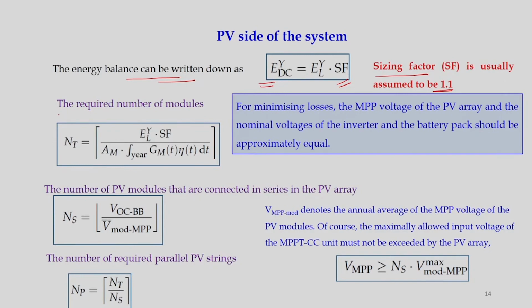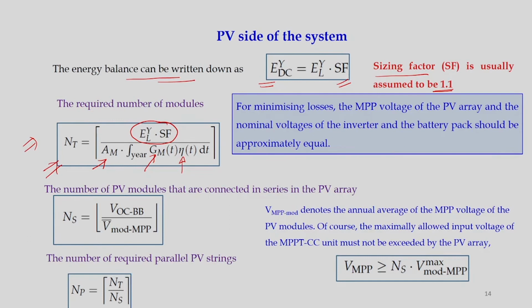So, we can calculate the number of modules required straight away if we know these values. We know the area of the module, the amount of solar radiation falling, and the efficiency of the module, so we can calculate the number of modules required.